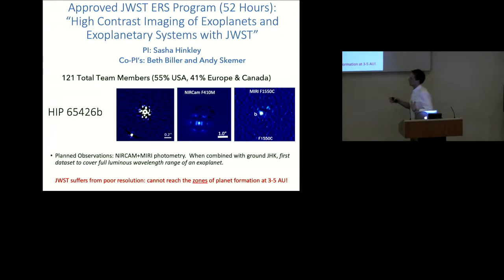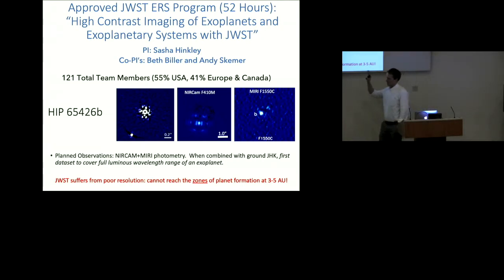An example of the image that we chose for this program is HIP 65426 b. This was a wide separation planet that was discovered with SPHERE. The SPHERE image is shown here in this left panel. It's at half an arcsecond or something. But our simulations of what this might look like at 4 microns and even 15 microns are shown here. And I show this because I think this makes the point that the resolution of JWST is not going to be great. JWST really suffers from this, but like Rick said, it has powerful sensitivity.